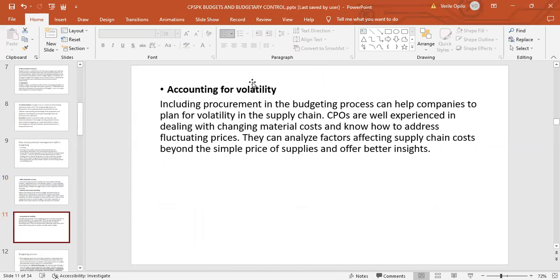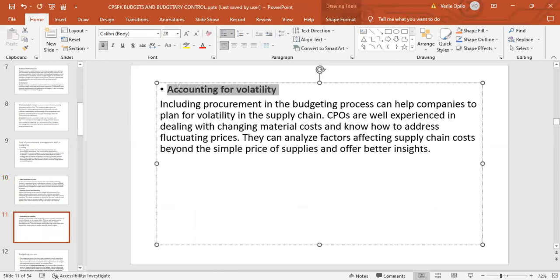Then, of course, lastly, it helps in accounting for volatility. We're saying that it is important for the procurement department staff to be included in the budgeting process, because they help in planning for volatility in the supply chain. Volatility means that prices can change, prices can fluctuate here and there every single time. Especially in Kenya, we've seen that inflation has been a significant problem.